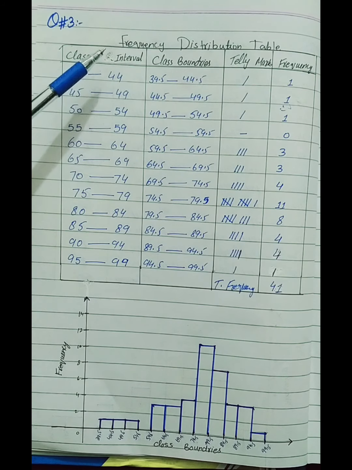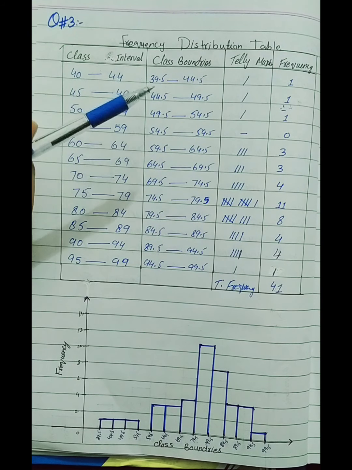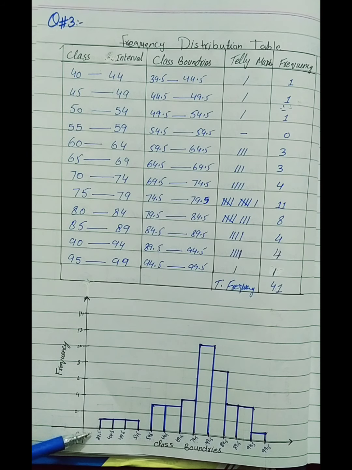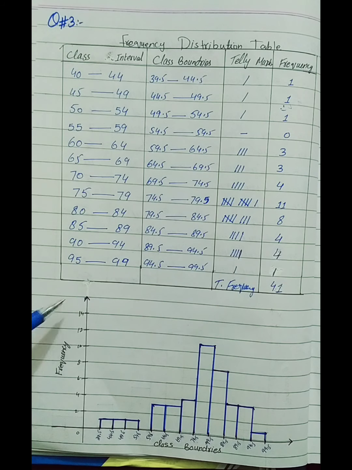Similarly, in the next question we have a frequency distribution table, class intervals, class boundaries, tally mark and frequency. Firstly we draw x-axis and y-axis. Mark class boundaries along x-axis and frequencies along y-axis.